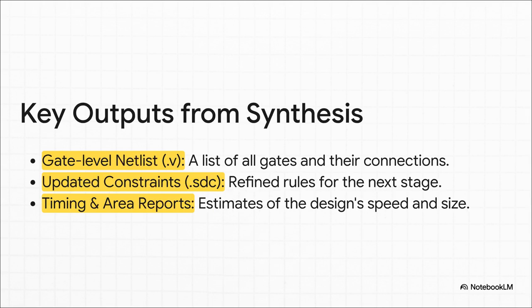And boom! What you get out the other side is no longer just abstract code. You get a gate-level netlist, which is this massive text file listing every single gate and exactly how it connects to every other gate. You also get reports that give you a first guess at how big and how fast your design is going to be.